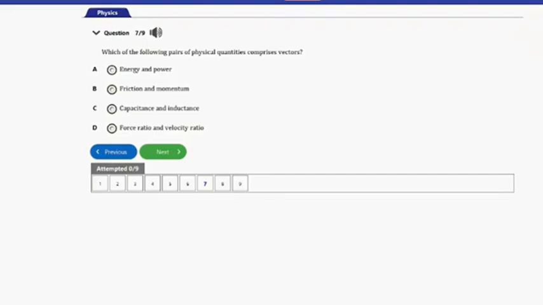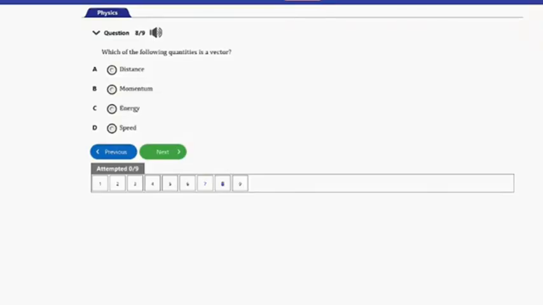So guys, friction is a force and is a vector quantity, as well momentum is the product of mass and velocity, and it's also a vector quantity. So these two here are actually the pair that shows vector physical quantities, and that's it for this question. Let's go ahead and consider the next question, guys.